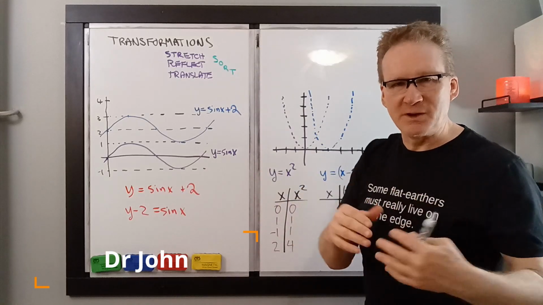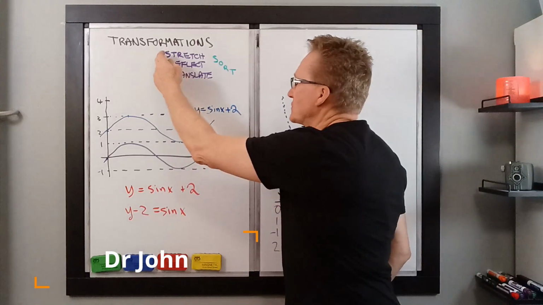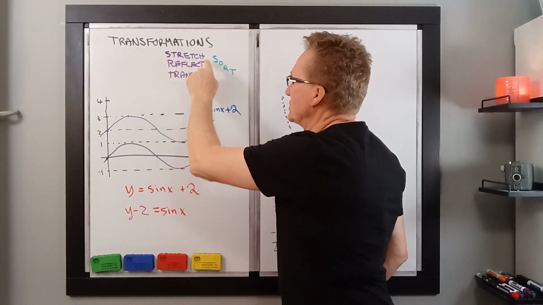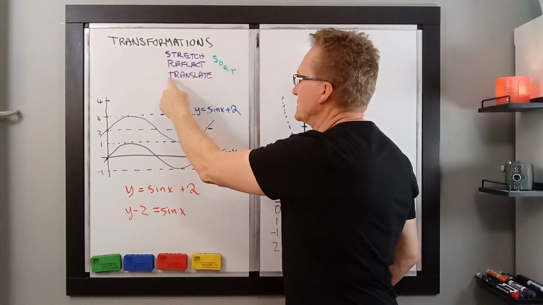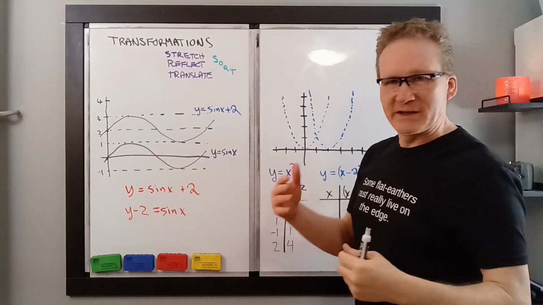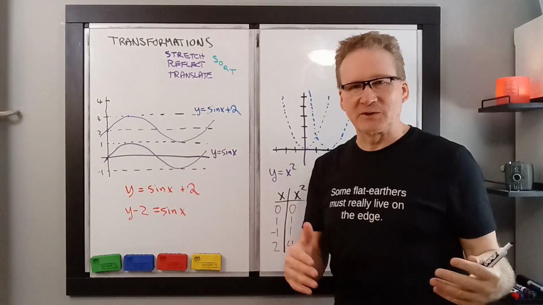Remember we said that there were 3 different types of transformations: stretches, reflections, and translations. Stretches could be stretches or squeezes, both are used with the same word here. And the word translations is a little bit unusual. We talked about that in another video.